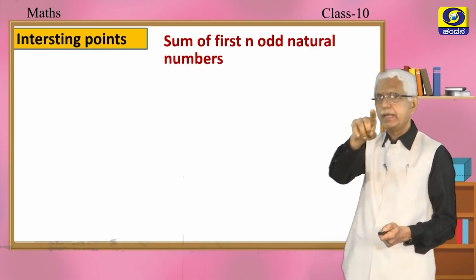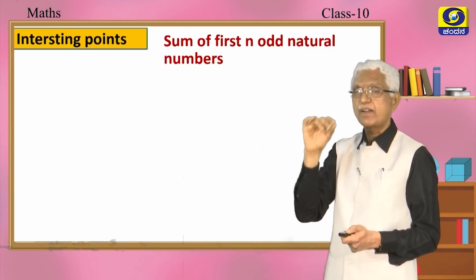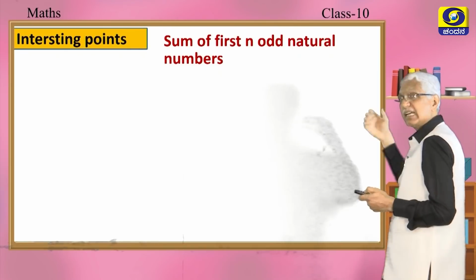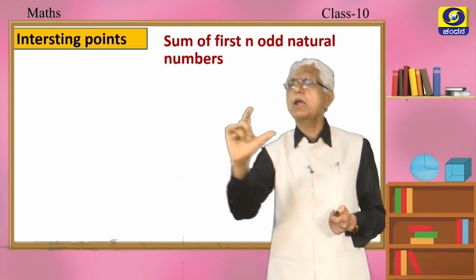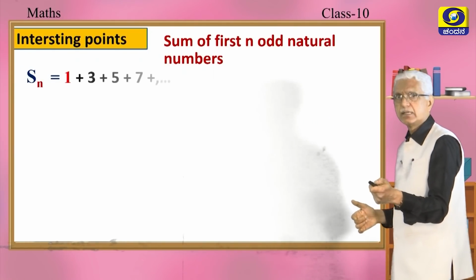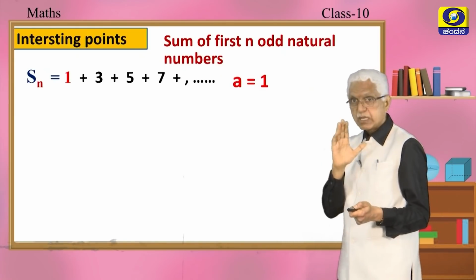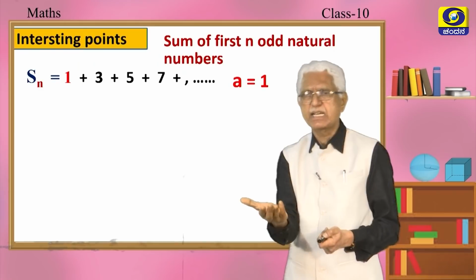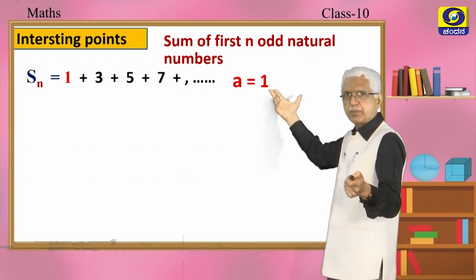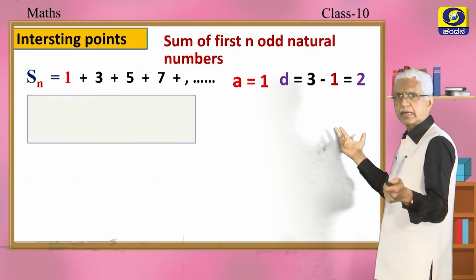Even before that, probably how to find the sum of the first n odd natural numbers. Just now you learned how to find the sum of the first n even natural numbers: n square plus n. Now, first n odd natural numbers, okay: 1 plus 3 plus 5 plus 7 and so on. Please watch, I could have given you the formula straight away, but maybe I am trying to let you discover the formula. a is equal to 1, agreed, the first term is 1. The common difference is 3 minus 1, that is equal to 2, beautiful, excellent.